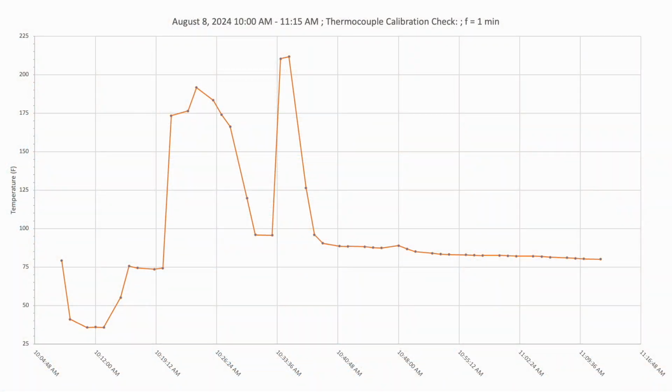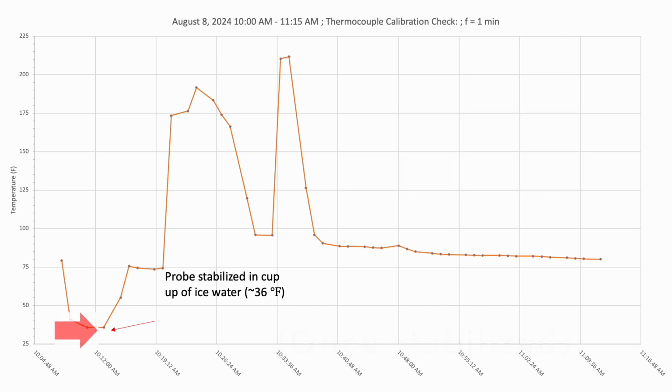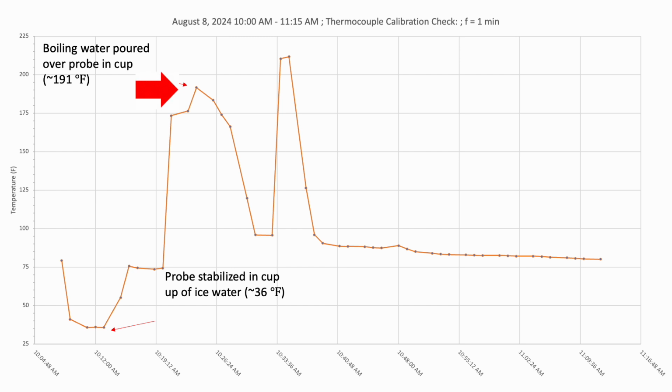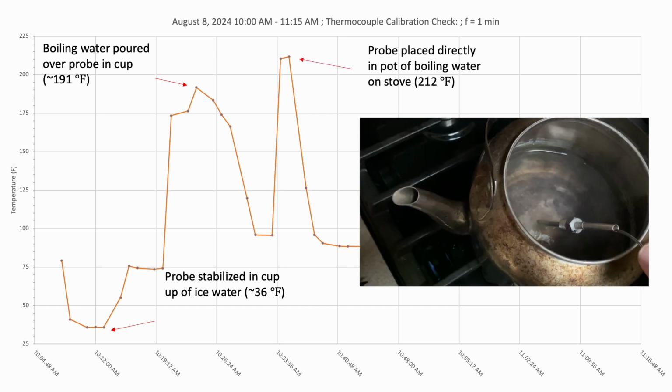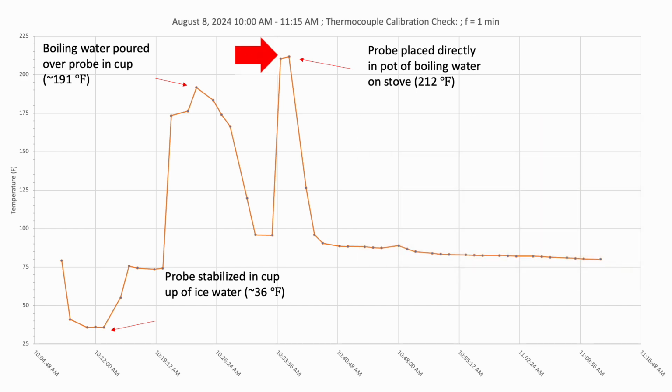And here's a graph of our first test of the improved hardware and some code revisions that we were experimenting with. And here you can see that we placed the probe in a glass of ice water, and that yielded a temperature of about 36 degrees Fahrenheit. We then poured some boiling water over the probe in a cup, and that raised the temperature to about 191 degrees Fahrenheit. And then to really understand the accuracy of the probe, we put it directly in a pot of boiling water, and that yielded a temperature of about 212 degrees Fahrenheit.